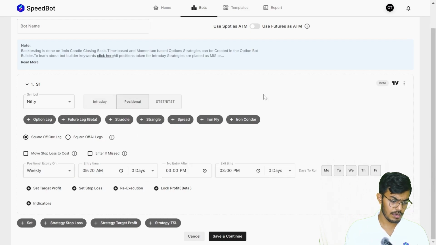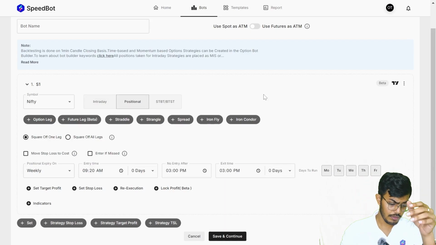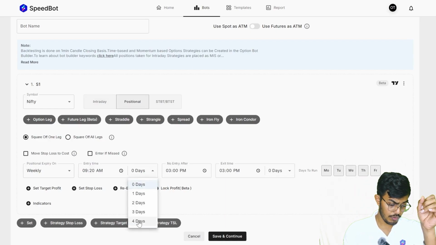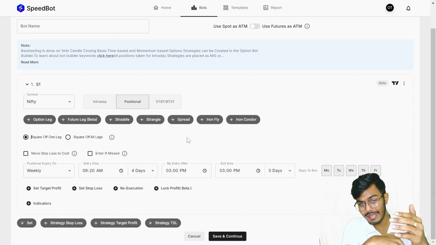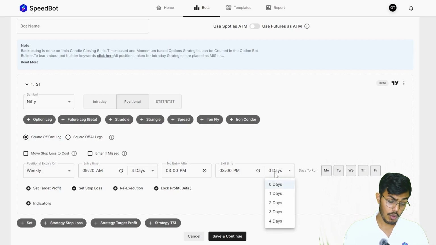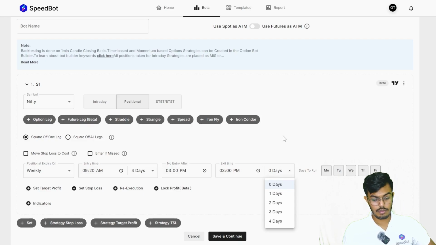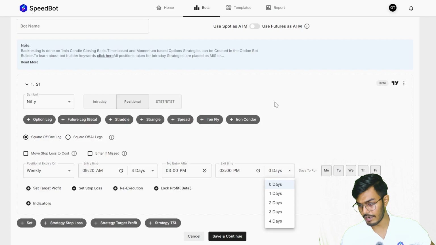Apart from that, positional based bots can also be created. Over here, if you would like to take a trade that is 4 days before the new expiry, you'll be able to do it. And if you were to exit the same on the day of the expiry, then also you'll be able to do it. So all in all, you'll be able to create intraday based, and swing trading based option bots in the SpeedBot option bot builder.